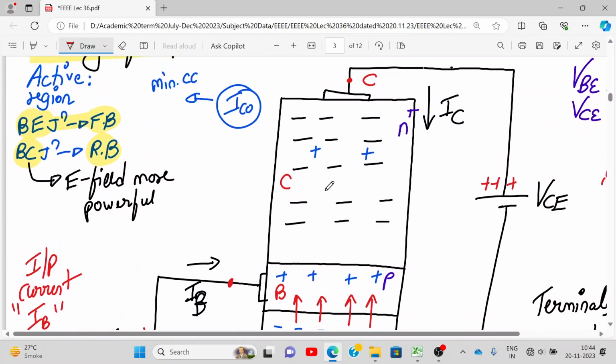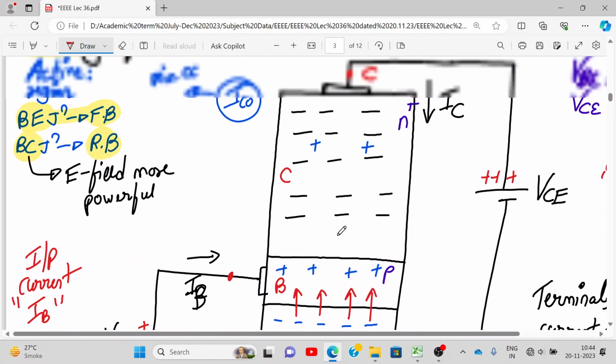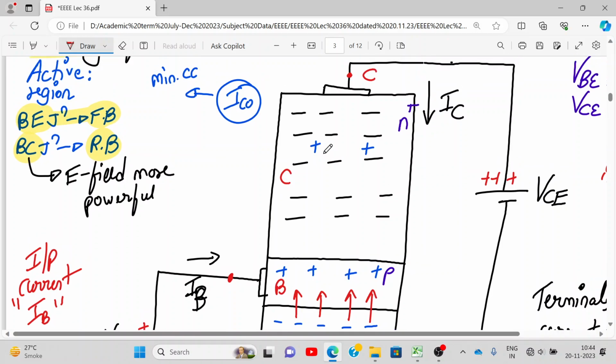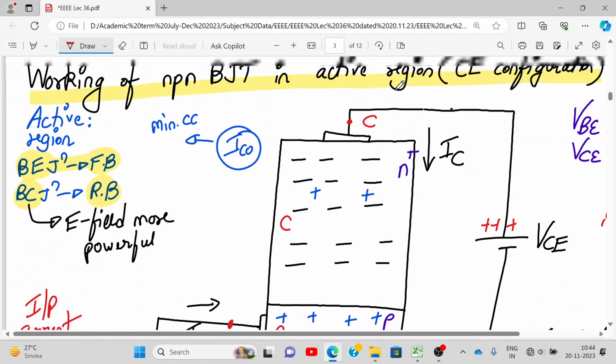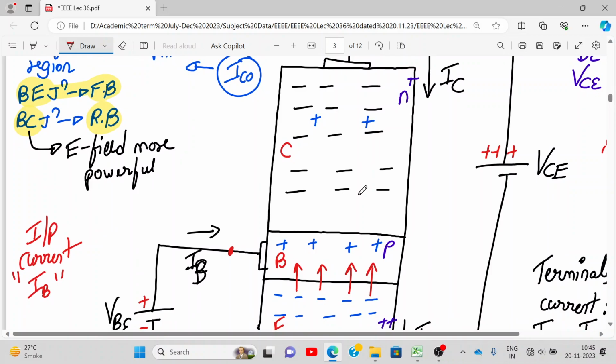Now see, the collector terminal is connected to the positive supply, and the negative supply is connected to the emitter. So basically, the base collector junction is becoming reverse bias. How? Look, this positive supply is connected to the N region, right? So it's reverse bias. What will happen? Tell me. I am rubbing this out a little. There is a depletion layer over here.